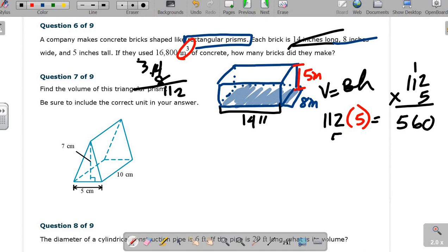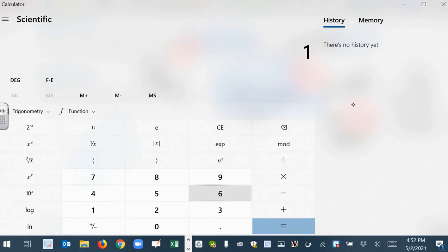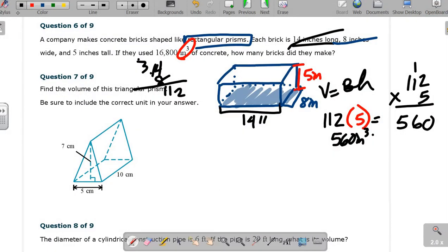We get 560 inches cubed. And we are taking that into, we have 16,800 inches cubed to work with. So we're getting a total of 30 bricks. This divided by that, so 30 bricks.